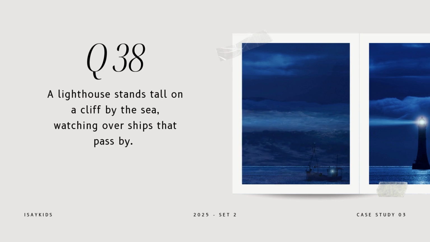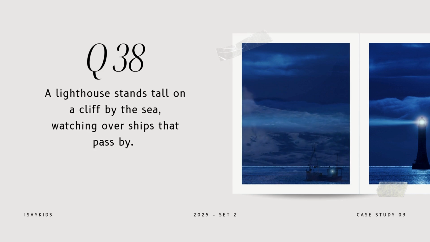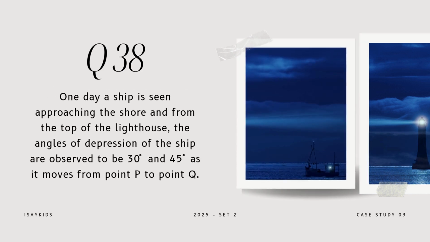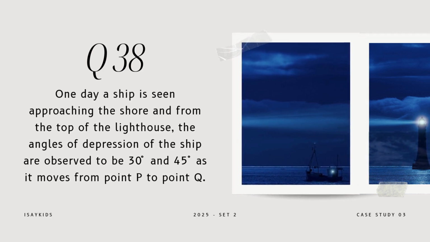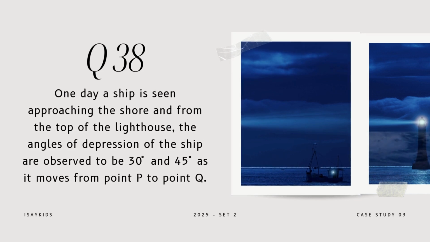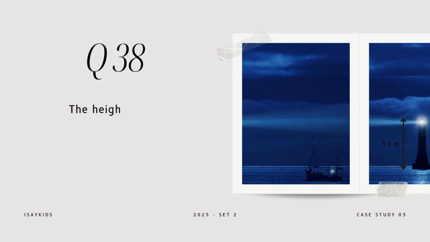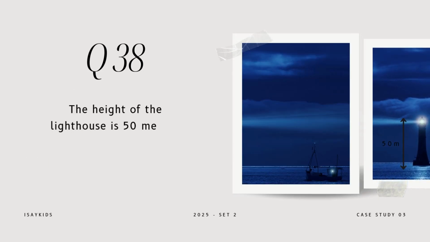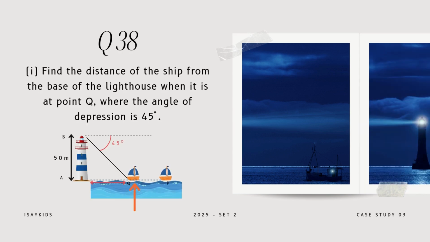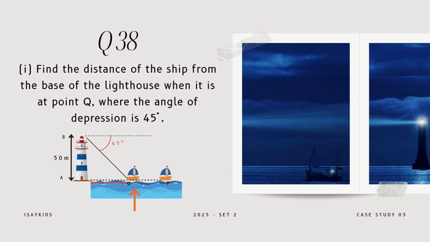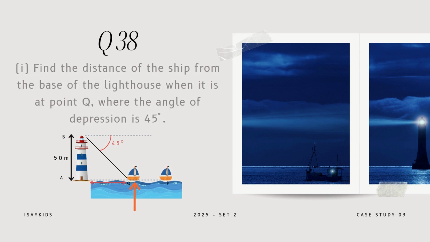A lighthouse stands tall on a cliff by the sea, watching over ships that pass by. One day, a ship is seen approaching the shore, and from the top of the lighthouse, the angles of depression of the ship are observed to be 30 degrees and 45 degrees as it moves from point P to point Q. The height of the lighthouse is 50 meters. Find the distance of the ship from the base of the lighthouse when it is at point Q, where the angle of depression is 45 degrees.